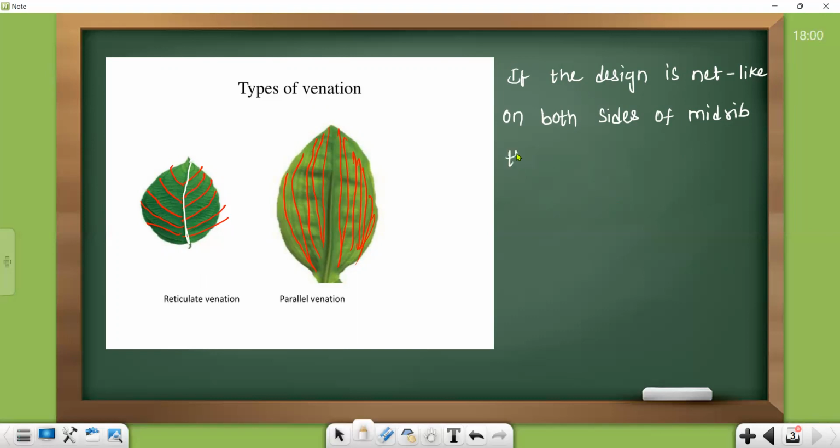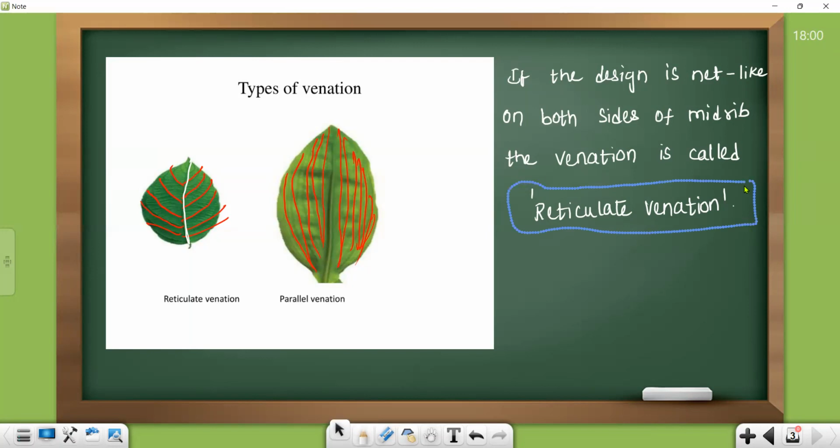That venation is called reticulate venation. What is it called, students? Reticulate venation.